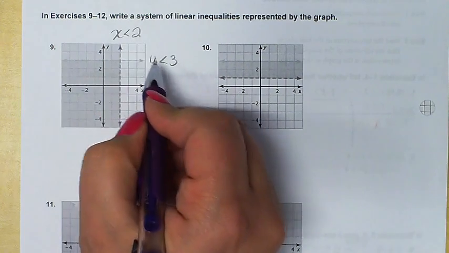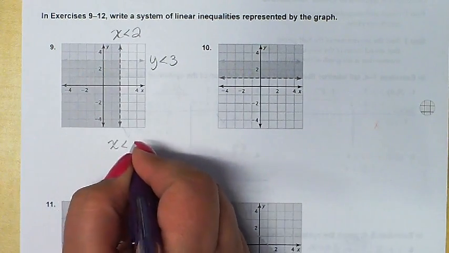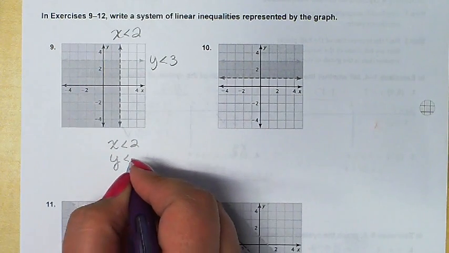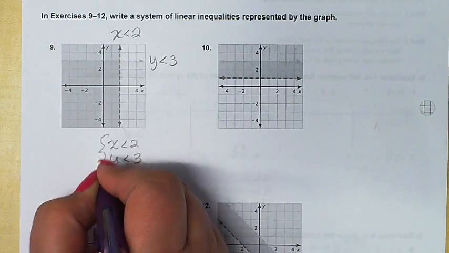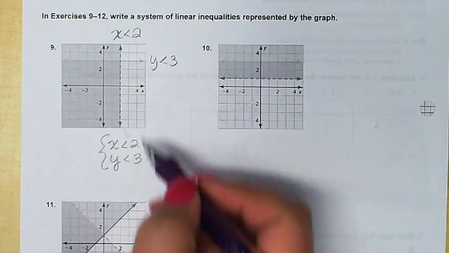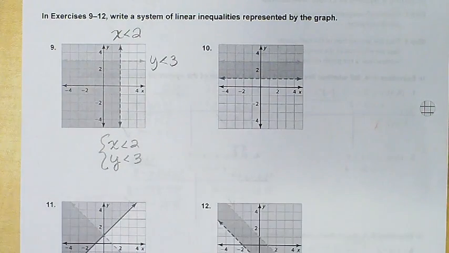So these are the two inequalities that were graphed, and then I can finalize my answer and say, okay, this is the system that we're looking at right in front of us on this graph. This is a graph that's showing the solution to this system right here, okay?